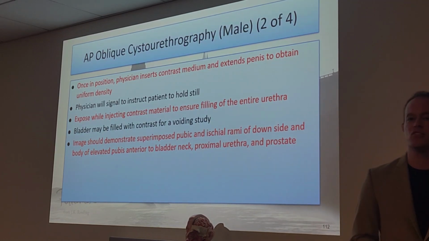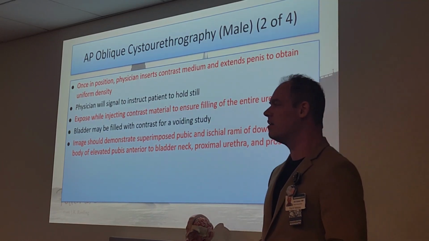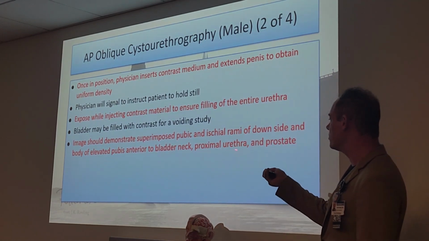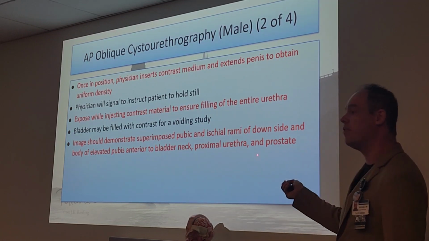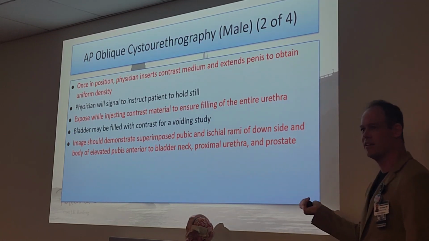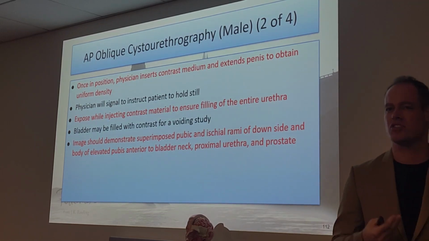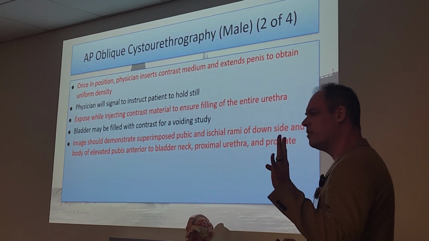And what are we going to look at? The superimposed pubic and ischial rami of the downside and body of the elevated pubis anterior to the neck of the bladder. But the big star of the show will be the proximal urethra. That's the main area we're focused on. They also evaluate the prostate on this exam. They can see if the prostate is swollen or infected, or constricting the urethra, that prostatic urethra specifically. Y'all remember the 4 parts of the male urethra, by the way?